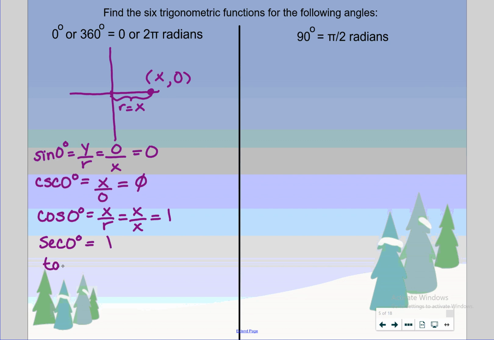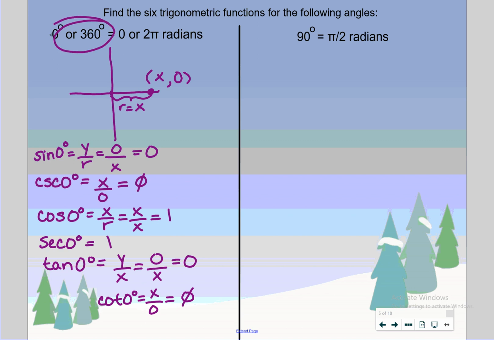The last two, tangent is y over x. Y is 0 in my picture. X is x. 0 divided by anything is 0. And finally, cotangent. If I flip it, it's x over 0 now, which is undefined. Okay, so those are the 6 trigonometric values for 0 or 360 degrees, because those are going to both end in the same spot on my axes. Okay, so now what you're going to do, and I'll get you set up with the next one, you guys are going to do 90, 180, and 270 the same way.